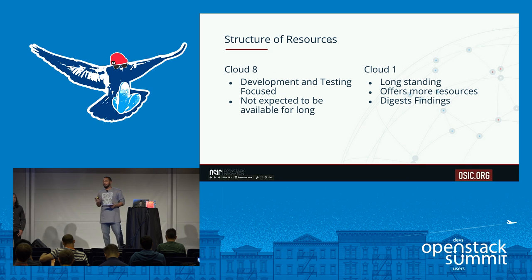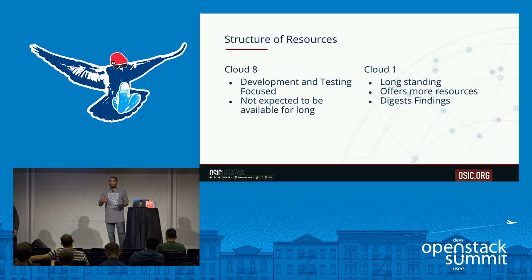We have a smaller cloud called Cloud 8, which is a 22-node cloud for the OSIC engineering team. This cloud is primarily focused on development and testing, and it's not expected to be available for very long. This is relevant to Infra. So reaching out to Infra, that was our initial ask of them. Hey, if we gave you these 22 nodes, could we take them away if we needed to make some adjustments based on data that we got back? And they were perfectly fine with that. That worked for us. That goes back to the flexibility and the why of Infra.